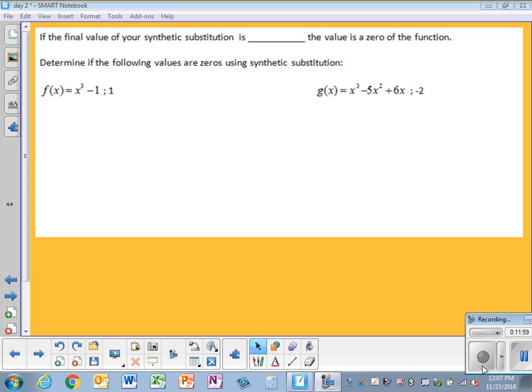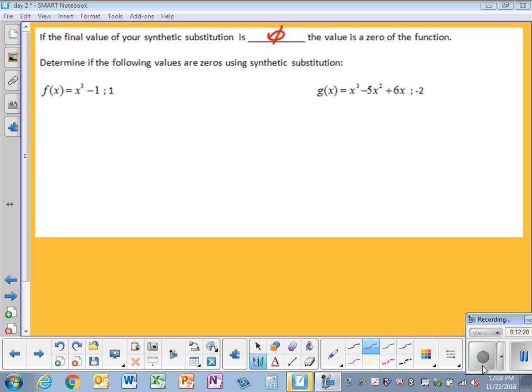Okay, so after we evaluate the function for a given value of x, if the final value is 0, that value is a zero of the function. Makes sense, right? I use my x, substitute it, get 0.